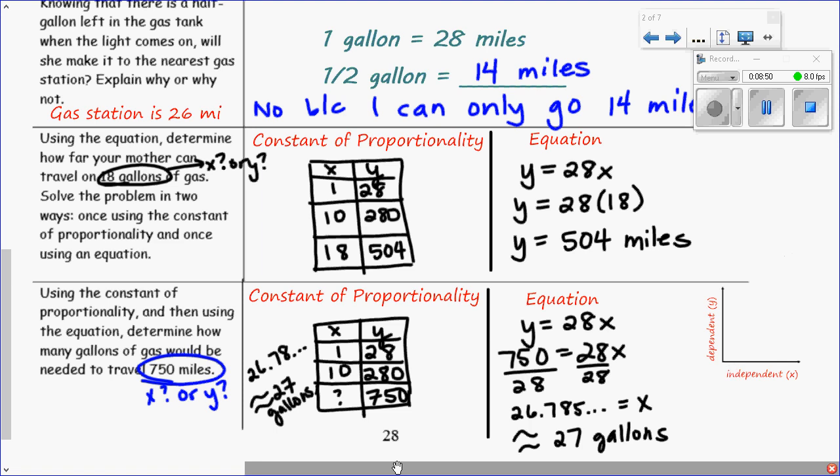Okay, we have one more example about Andrea's portraits. That's example 2 on page 29.